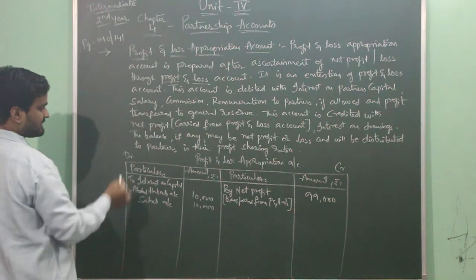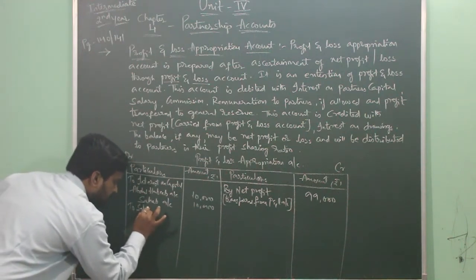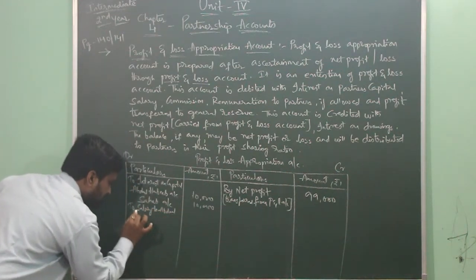Next, it will be debited with salary. For example, we are paying salary to Abdul Habib. So it will be debited as to salary to Abdul Habib account.